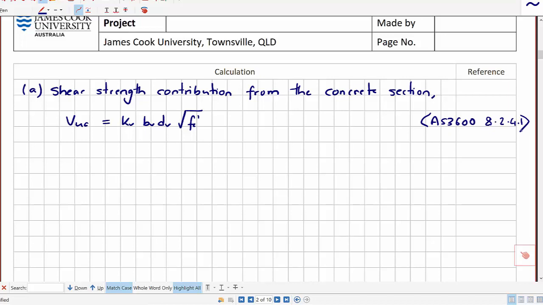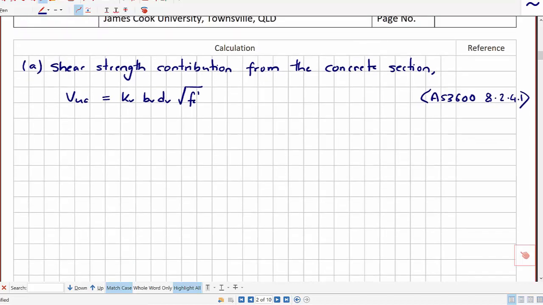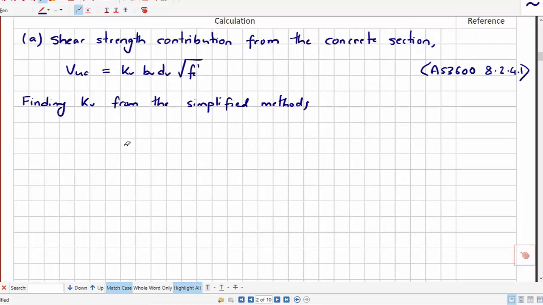Here we can use the simplified method. All the criteria given for the simplified method are satisfied. f'c is less than 65 megapascal, the tensile yield strength of the steel is 500 megapascal, and we can use this criteria. So finding Kv. To find Kv using the simplified method, first we have to find Asv.min, that is the minimum shear reinforcement.